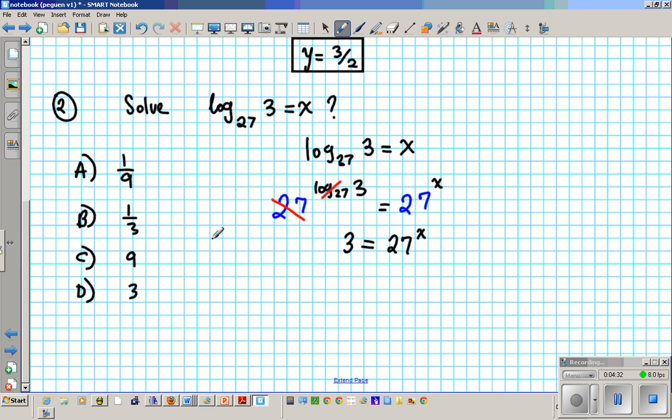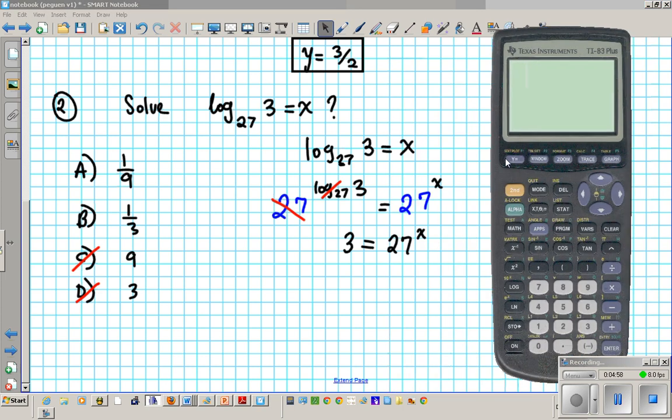I know that if I plug in an integer like 9 or 3, it's going to make this bigger. I want something that's less, because these two expand this whole expression. I need a power that's going to compress it down to 3. So I can eliminate these two because they're going to make it bigger than 3. If you look at a calculator, 27 to the third is a big number, too big, and 27 to the 9th is also too big. Alright, so let's try the other ones.